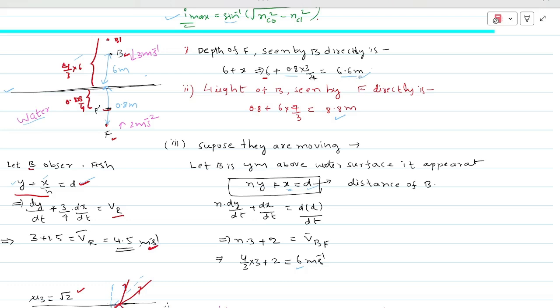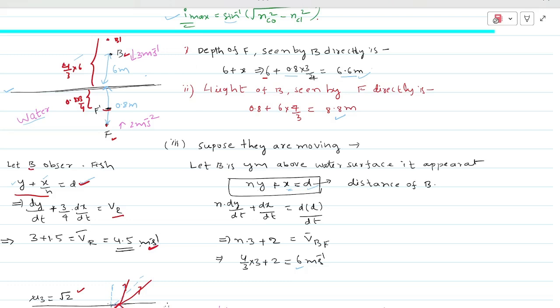But there is no fish. That is the image of the fish only. If you want to catch the fish, it has to travel. It is planned to travel 6 plus 0.6 into 4 by 3, that many times the refractive index. Then it will reach. So now the same way, the fish.